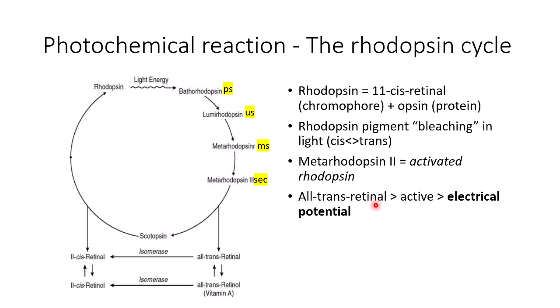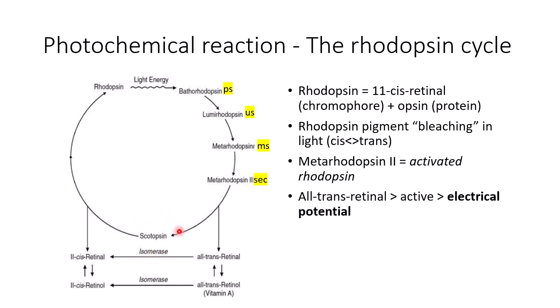How does it do that? Activated rhodopsin. What is there in this activated rhodopsin is all transretinal. It is this all transretinal which generates the electric potential. Okay, all transretinal. So metarhodopsin 2 gives two things: all transretinal and scotopsin. The all transretinal is basically the chromophore that is responsible for generating electrical potential. And what happens in the dark is that scotopsin is regenerated.